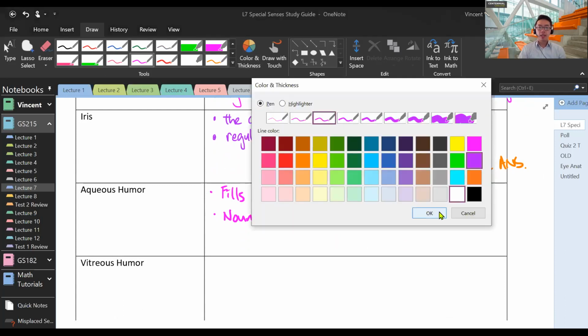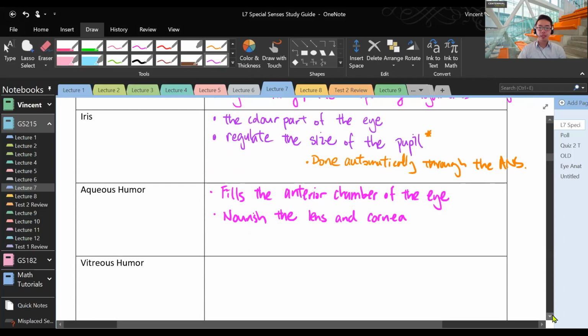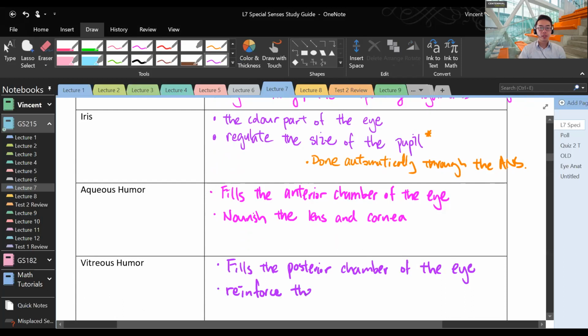All right, next part, we have the vitreous humor, and this time it fills the posterior chamber of the eye, and the function is to reinforce the shape of the eyeball.